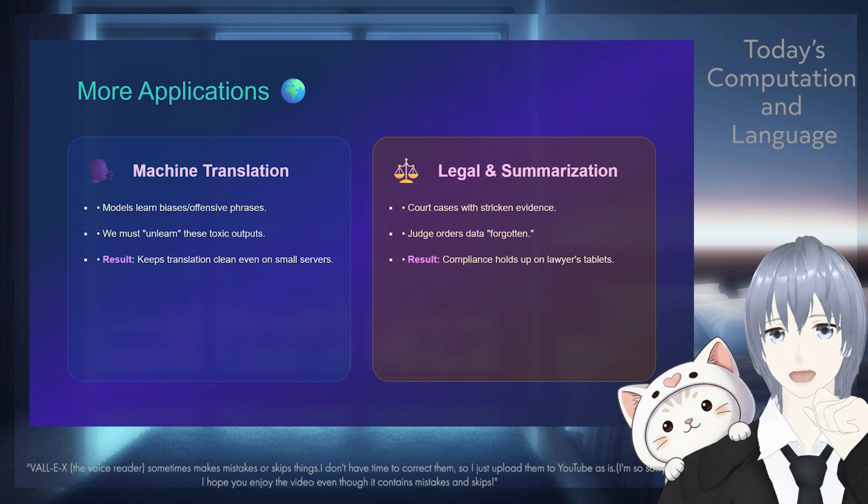Third, let's look at information extraction and text summarization. These tools read massive amounts of documents to find key facts. Imagine a legal AI that summarizes court cases. If a judge orders that a specific piece of evidence must be stricken from the record and forgotten for privacy reasons, the AI must comply. If the AI is then deployed to a lawyer's tablet in a compressed format, it must absolutely not be able to recall the stricken evidence. This paper ensures that legal compliance holds up, even in low-resource environments.